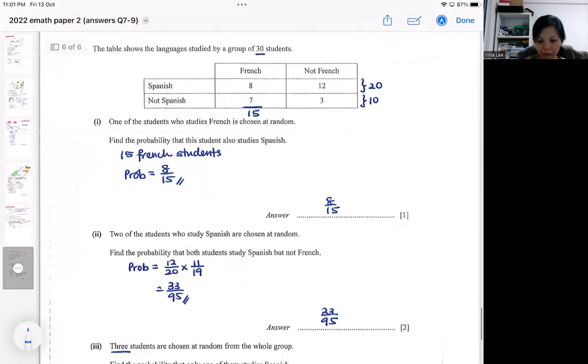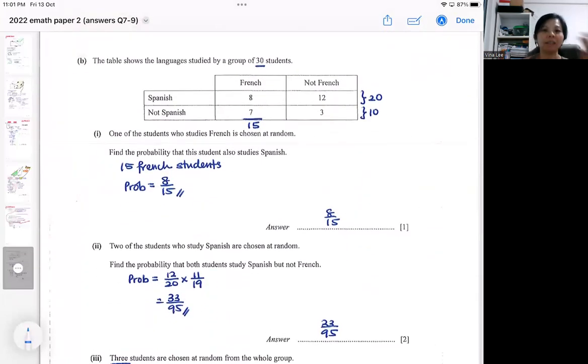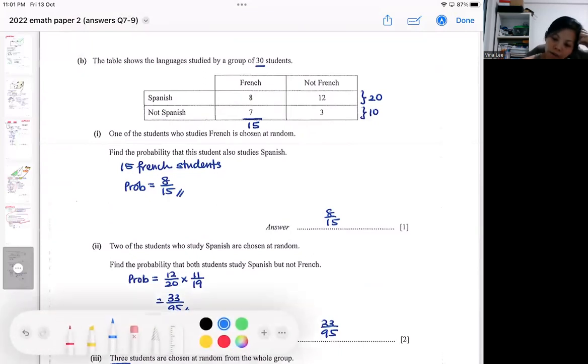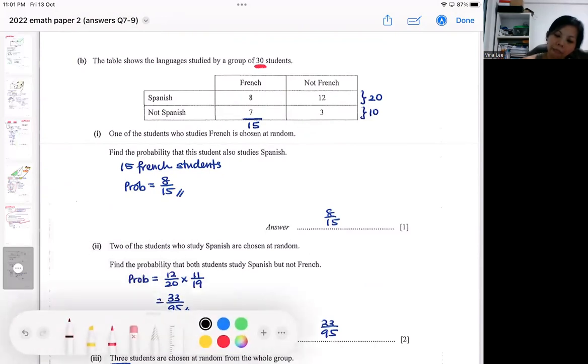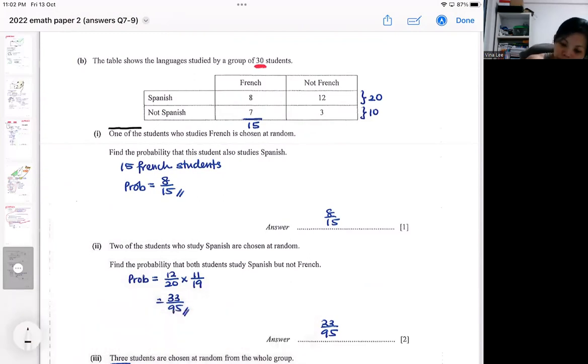Okay, this part is very plain. It's also not difficult. You just need to read carefully. Sometimes it's English that's being involved. So there's a group of 30 students. Look at the question first. For example, the first part: one of the students who study French is chosen. That means you are choosing from the French students.